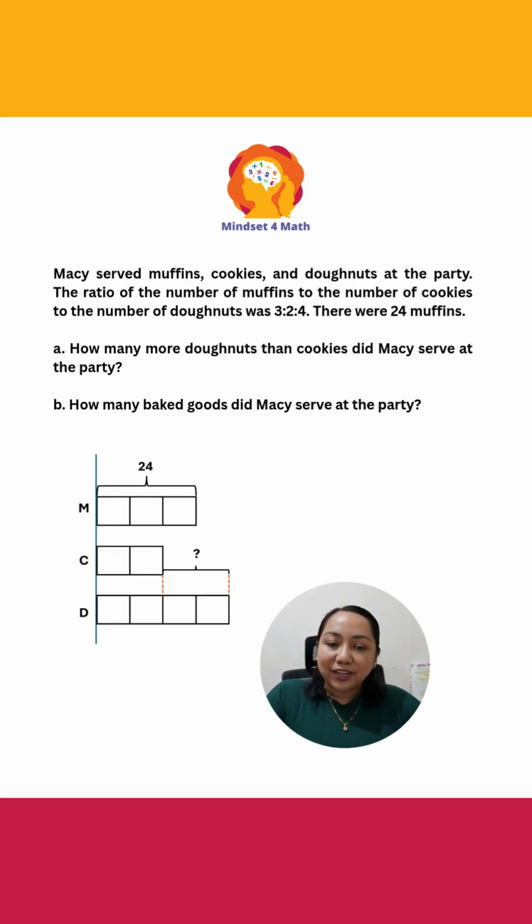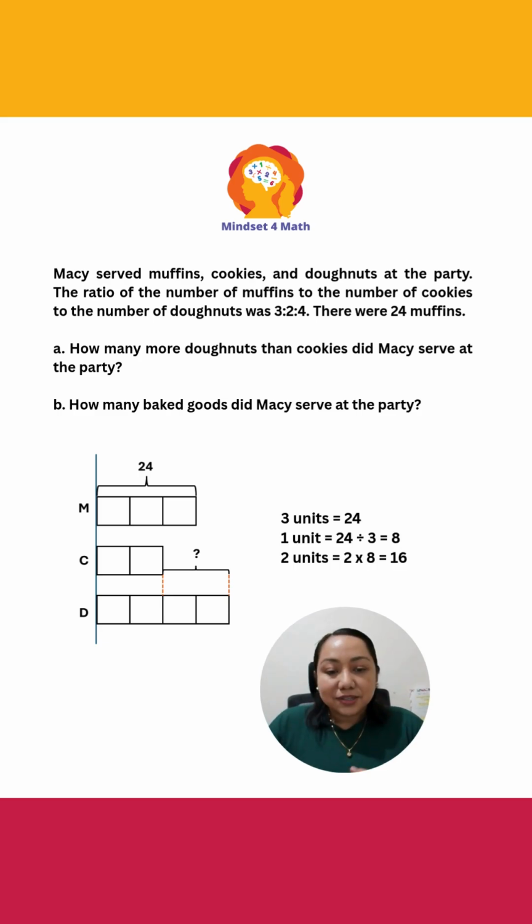How many more donuts than cookies did Macy serve at the party? Now we will label the 2 units that represents the difference between the number of cookies and the number of donuts with a question mark. Since we have equal units here, we can use the unitary method. And in using unitary method, we know that we have to start with what we know.